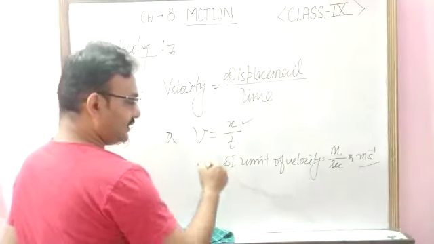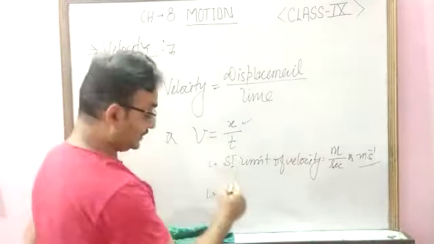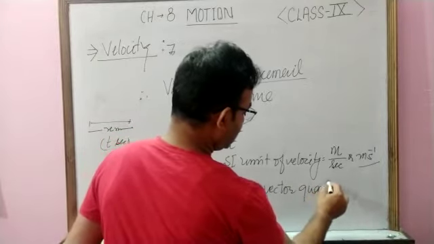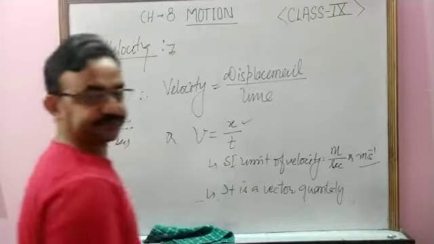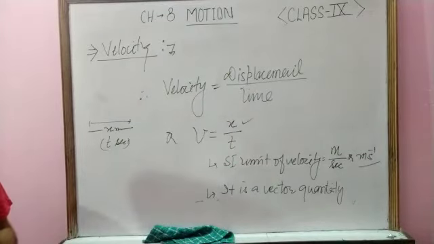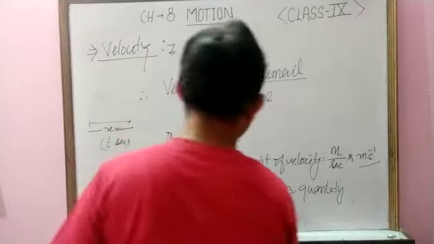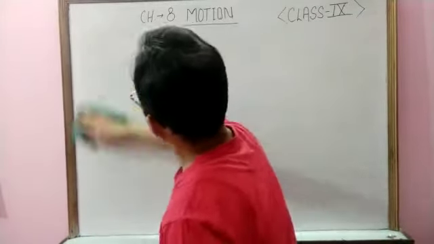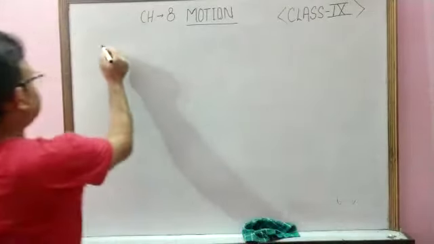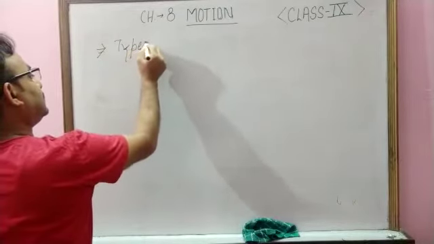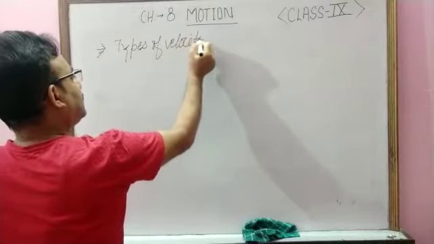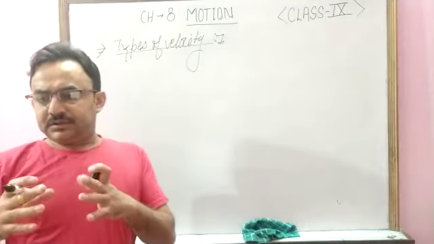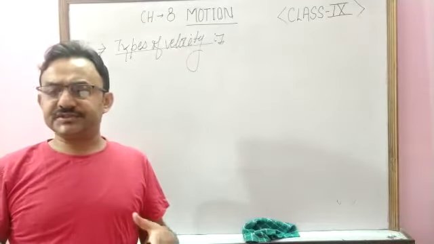But keep in mind, velocity is a vector quantity. Is it clear? Now, types of velocity. Here we will study uniform velocity, non-uniform velocity and average velocity.